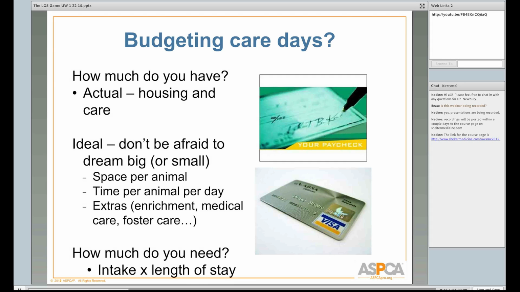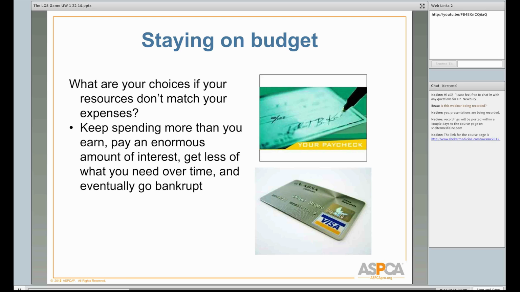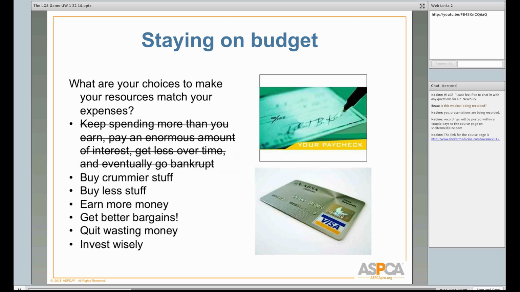What are your choices if your resources don't match your expenses? If we take this to an example of your credit card or your paycheck, if your resources don't match your expenses, you can keep spending more than you earn. You can pay an enormous amount of interest. You can take out loans and get less of what you need over time, and eventually you'll go bankrupt. But that's not what we want shelters to do. What's the other alternative? Well, you could buy crummier stuff. Nobody really wants to do that. You could buy less stuff. That might work pretty well. You could earn more money. You can get better bargains.